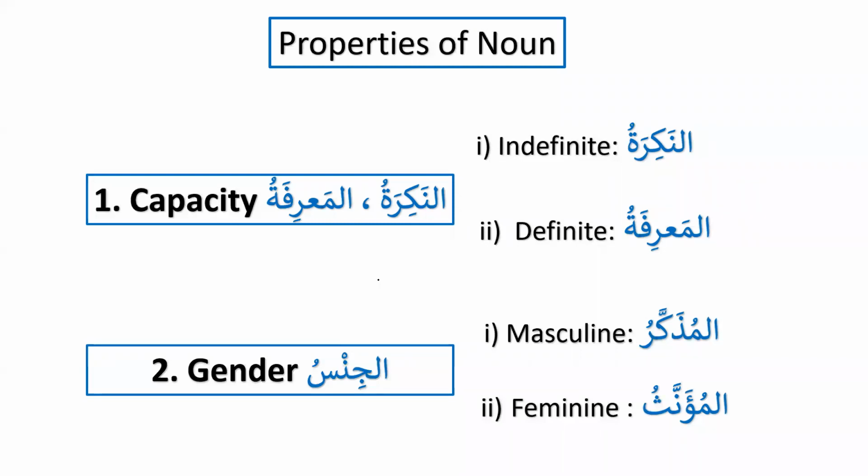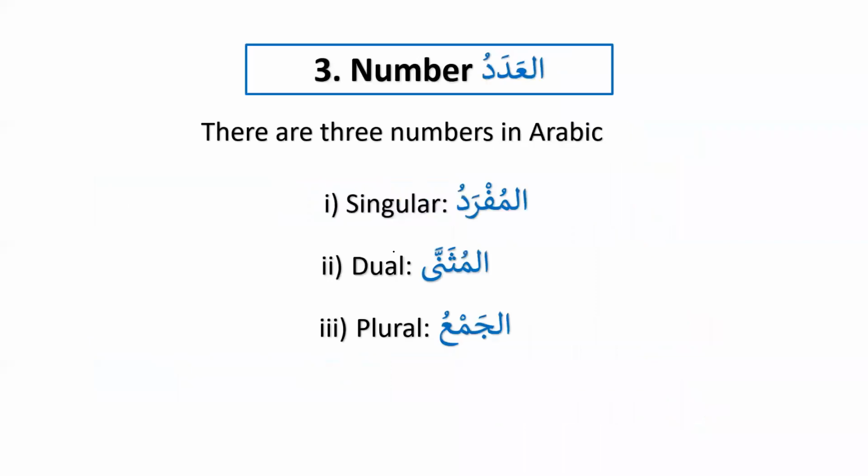And today, inshallah, we are going to discuss the third property of the noun, which is al-adadu. Al-adadu is called number, and there are three numbers in Arabic: al-mufradu, which is singular, al-muthanna, which is dual, and al-jam'u, which is plural. So we had a set of 2 for capacity and gender, and now for the next property, we have a set of 3.